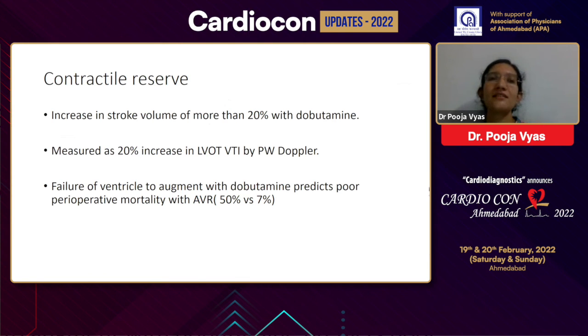As we are discussing dobutamine stress echo, we must discuss contractile reserve also. By definition, contractile reserve is an increase in the stroke volume of more than 20% with dobutamine. And it is measured as a 20% increase in the LVOT VTI by pulse wave Doppler. Failure of the ventricle to augment with dobutamine predicts a poor outcome with aortic valve replacement, and the perioperative mortality will be as high as 50% if there is no contractile reserve.